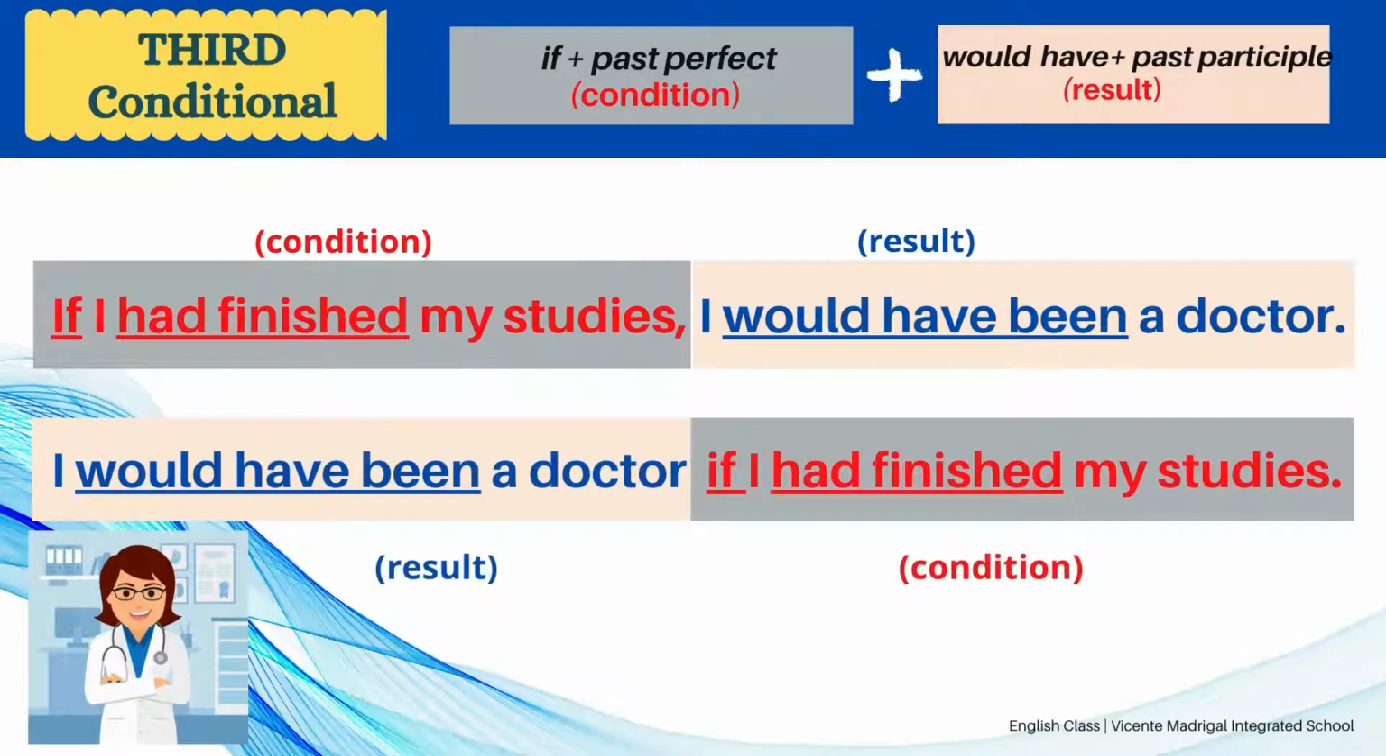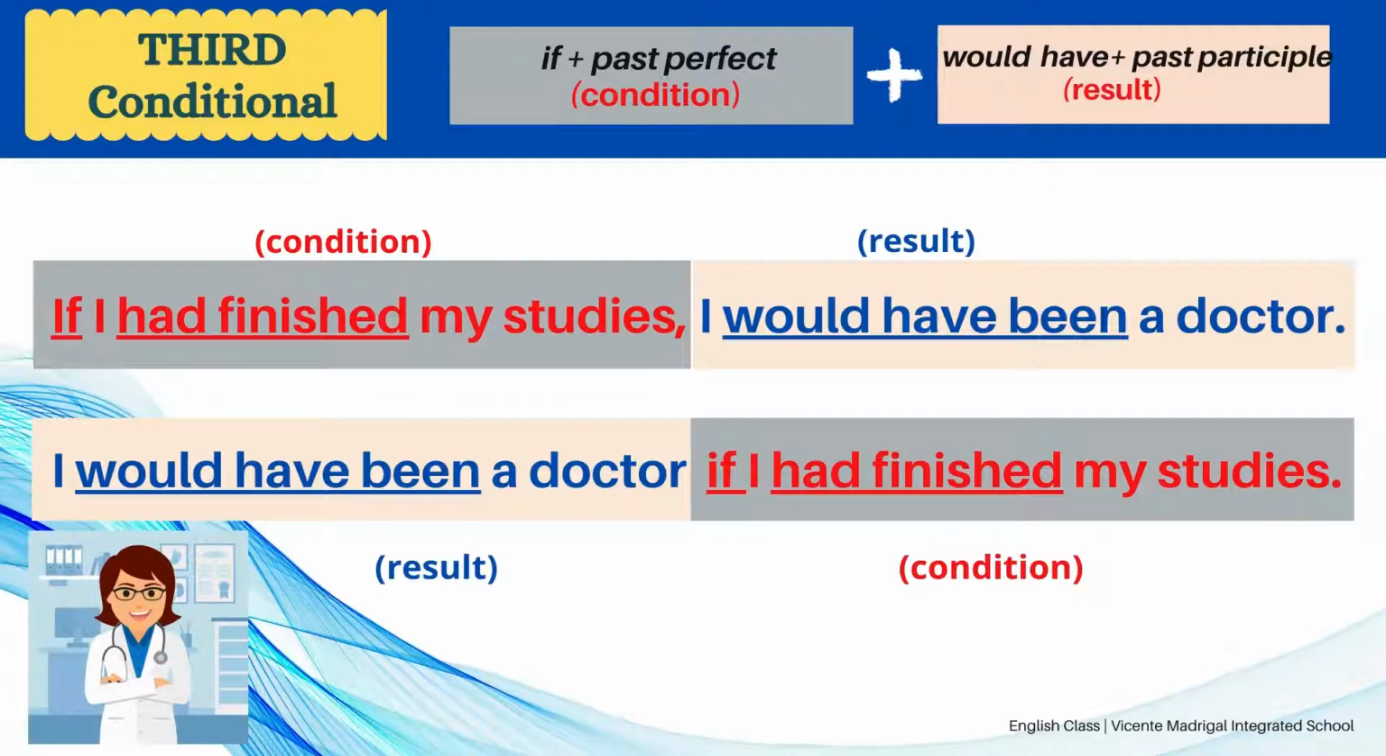For our last example, if I had finished my studies, I would have been a doctor. I would have been a doctor if I had finished my studies. We have two parts here. First part is if I had finished my studies, which is the condition. It uses the signal word if in the clause, and we used had finished, which is a past perfect tense. Second part is I would have been a doctor, which is the result. We used would have plus the verb been, which is the past participle of the verb be.